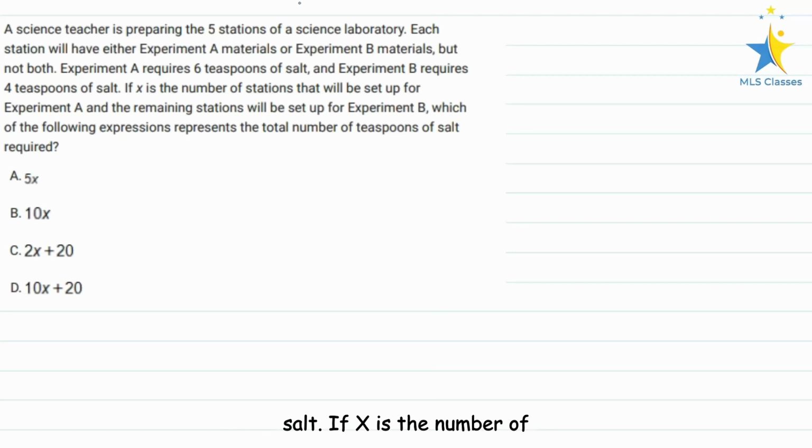If X is the number of stations that will be set up for experiment A and the remaining stations will be set up for experiment B, which of the following expressions represents the total number of teaspoons of salt required? So you can see total number of stations is 5 and it's given that X is the number of stations set up in experiment A. So 5 minus X should be the number of stations in B, and in A we are having X.